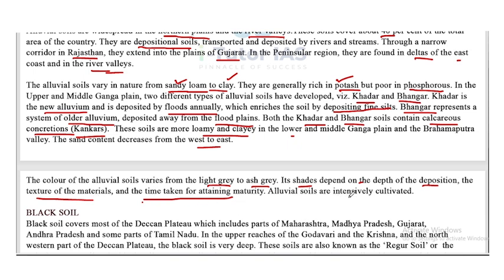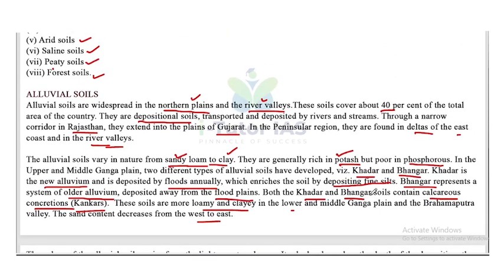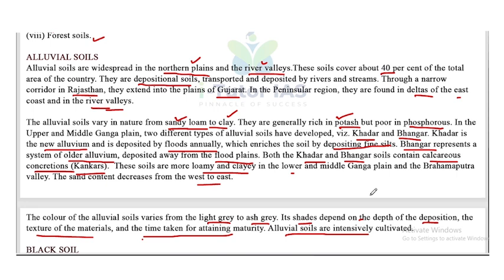Alluvial soils are intensively cultivated. So that is the first type of soil, alluvial soil. They are mainly seen in the northern plains and the river valleys, and 40% of the total area of the country is covered by alluvial soils. They are depositional soils, transported and deposited by the rivers, mainly seen in the delta places and river valleys. They vary from sandy loam to clay, and are rich in potash and poor in phosphorus.